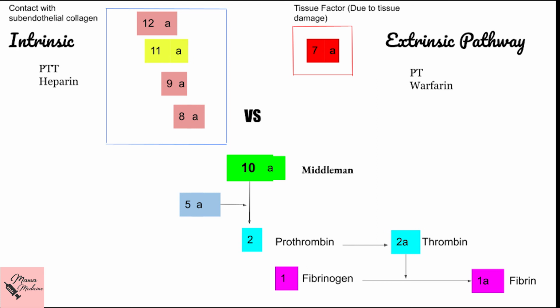So they all stood there and wondered what was the task of Timbuktu. Why was Timbuktu so important? What was the role of factor 2? Well, the role of factor 2 was to convert fibrinogen, which is factor 1, into its active form 1A, fibrin. And we will learn about what fibrin does in our next video.